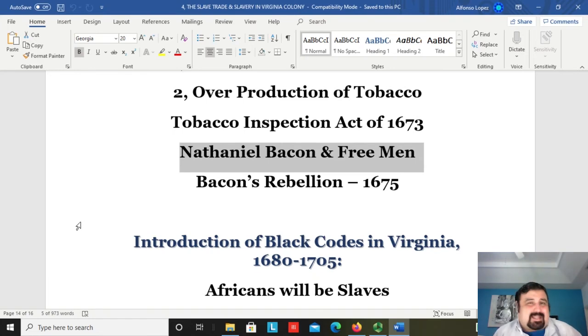So he kind of upsets this Indian alliance that Berkeley had built, that the Virginia Company was actually profiting from in the fur trade. He upsets that. And then he turns the freemen against Berkeley by taking all the freemen to Jamestown. He walks with all of those people. They're very angry, by the way, very frustrated, and they pretty much destroy Jamestown to the ground.